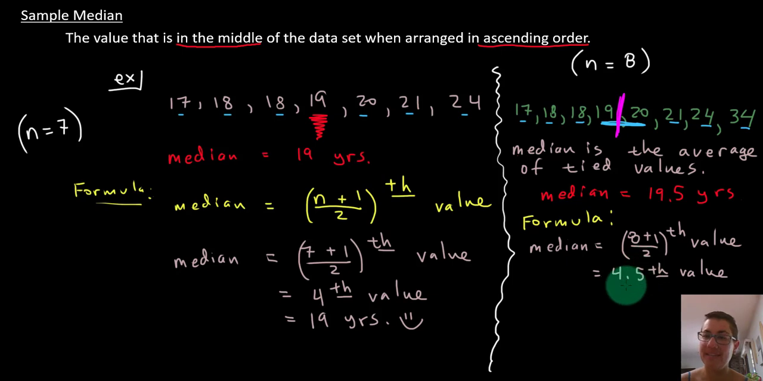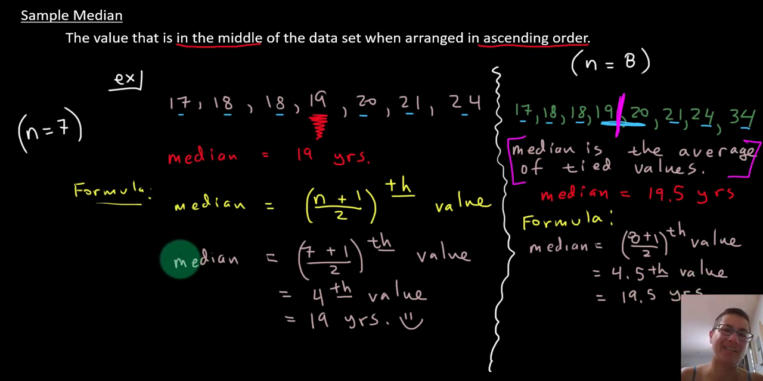This is a tie between the fourth and fifth value. So it is not the fourth, not the fifth. It is the average between the fourth and fifth value. So I'm going to highlight this again. The fourth value is that 19, the fifth value is that 20, therefore 19.5 years.